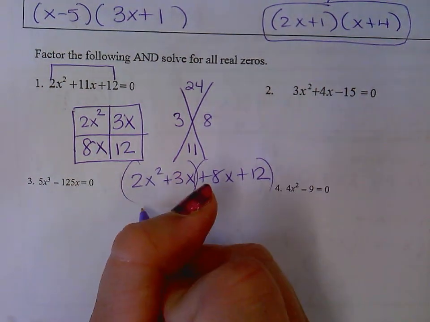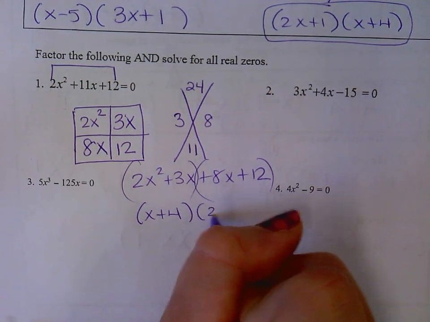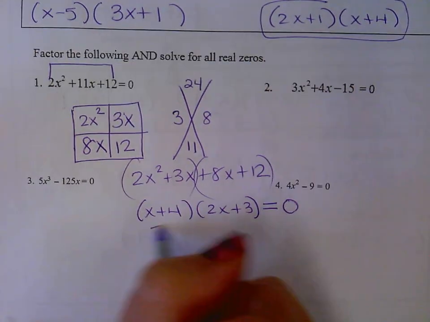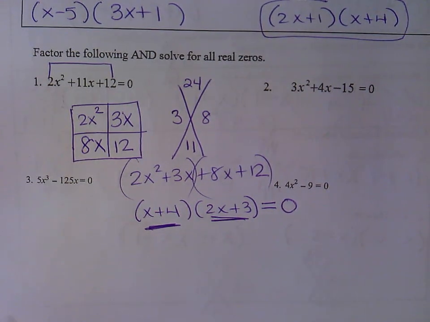So what were our factors? We said x plus 4 and then 2x plus 3 equals 0. What will make this factor 0 and what will make this factor 0? So you're actually finding an x value that will make that equation true. What does x have to be here? Negative 4.